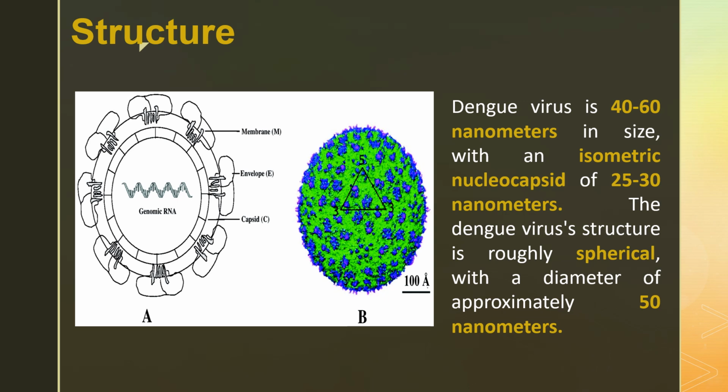Structure of dengue virus. Dengue virus is 40 to 60 nanometers in size, with an isometric nucleic acid core of 25 to 30 nanometers. The dengue virus structure is roughly spherical with a diameter of approximately 50 nanometers. It consists of a capsid, envelope, membrane, and genomic RNA with 100 angstroms. It is an enveloped virus.